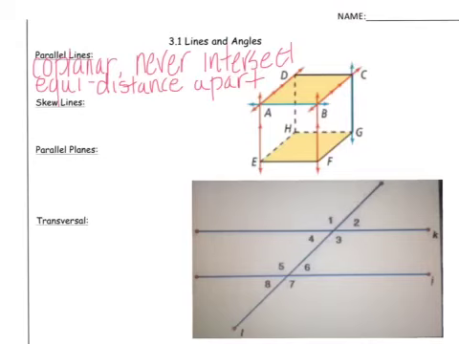The next type of line we have is called a skew line. A skew line is not coplanar, and it does not intersect. It is not coplanar. So AB and CG are not in the same plane, and they will never intersect.